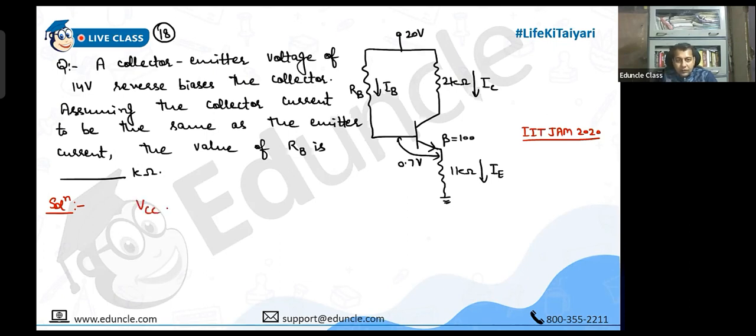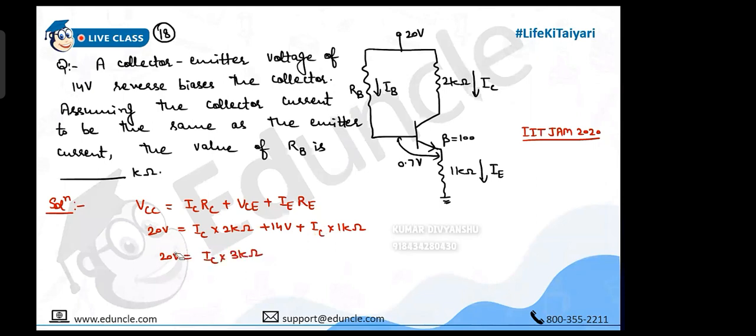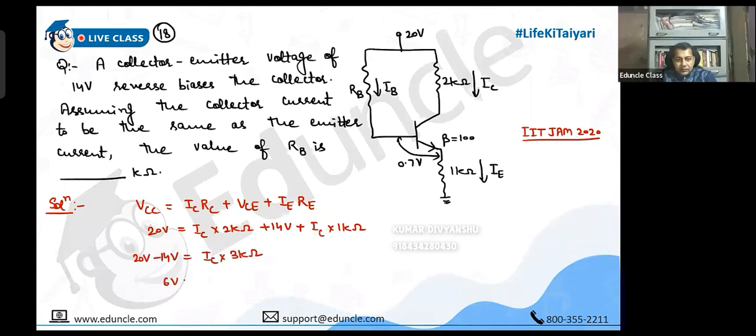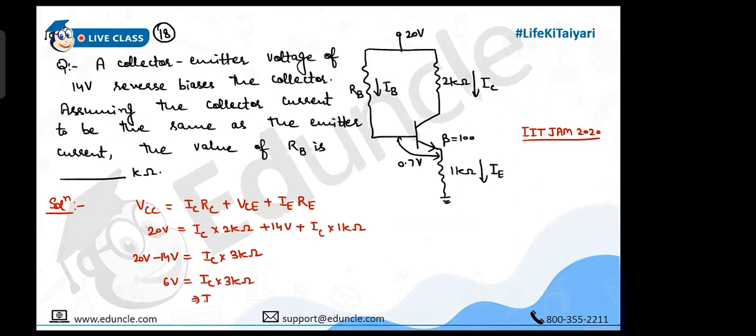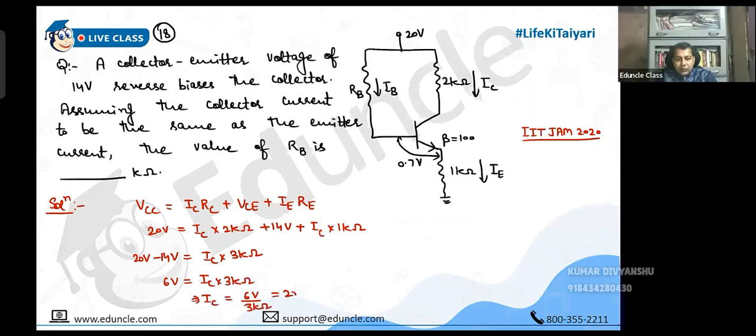So VCC equals ICRC plus VCE plus IERE. I'm taking IE to be nearly equal to IC. IC is given, no? So IC into 2 kilo plus 14 volt, IE into 1 kilo. Sir, 864 kilo ohm. Yes, yes. 6 volt equals IC into 3. So IC will be 6 volt by 3 kilo ohm, 2 milliampere. And IB will be IC by beta, that is 2 milliampere by 100, 0.02 milliampere.